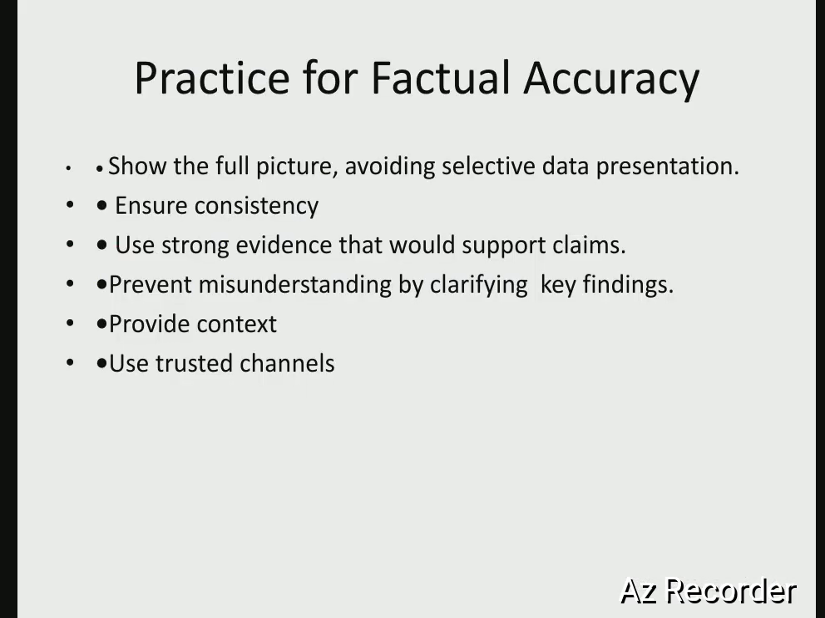Now let's see how researchers can maintain factual accuracy. For maintaining factual accuracy, they have to show the full picture, avoiding selective data presentation. They need to ensure consistency, and they have to use strong evidence that would support their claims. They need to prevent misunderstanding by clarifying key findings and providing context if necessary. And they have to use trusted channels only.